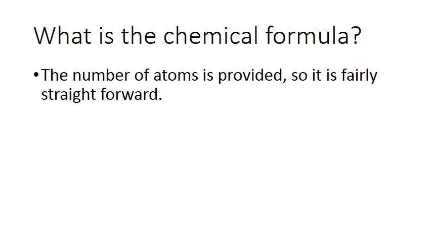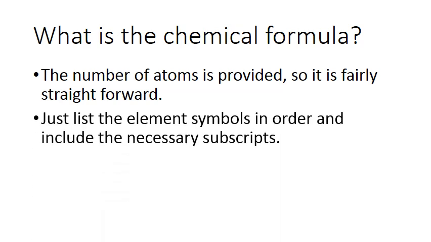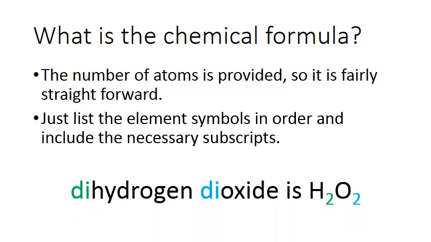All right, now if we're going the other way, we want to figure out what the chemical formula is. The number of atoms is already provided in the name, so it's pretty straightforward. Just list the element symbols in order and include the necessary subscripts. So for example, dihydrogen dioxide means there's 2 of each, so you put H2O2.